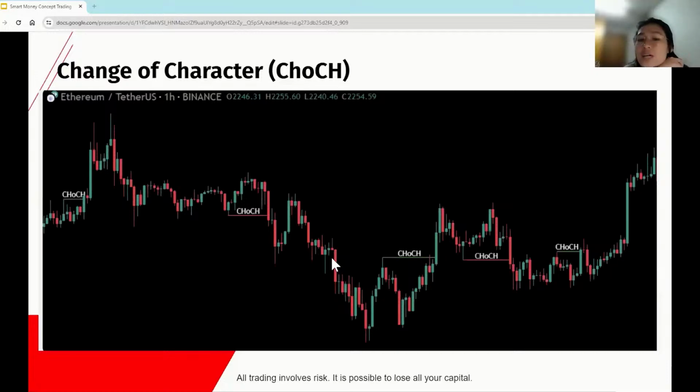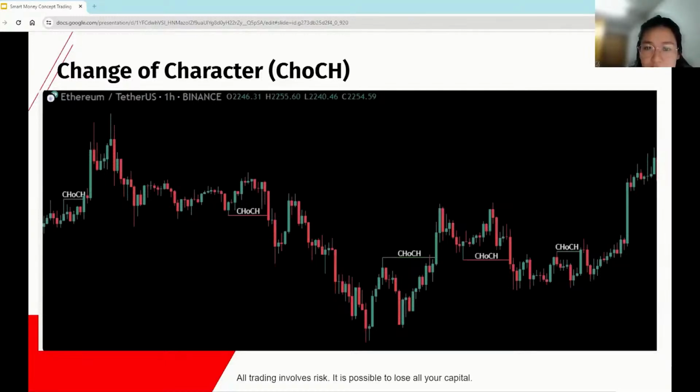Let's see if there are any other BOS that we can identify. I think probably here as well. When there is a swing high here and price actually breaks out of this swing high level, that's also a breakout structure. Are there any questions so far?